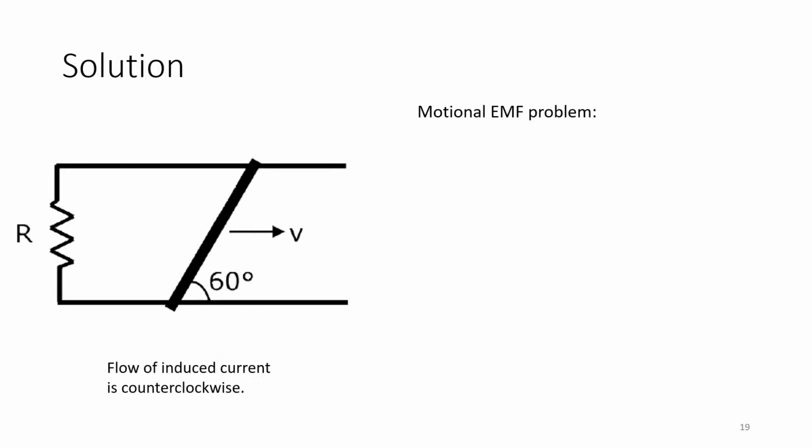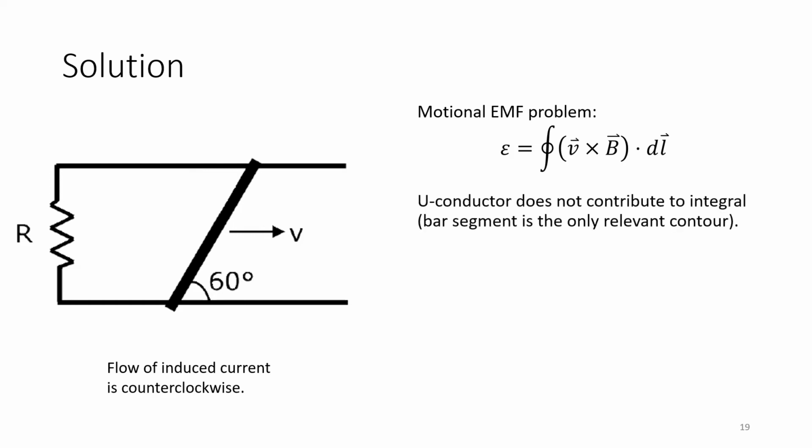While it is a motional EMF problem, we can't just jump straight to EMF equals VBL because L is slanted. We start with the closed contour integral expression for EMF. As with previous examples, the U-shaped conductor is static, so the only part of the closed contour integral that contributes a non-zero term is the slanted bar.